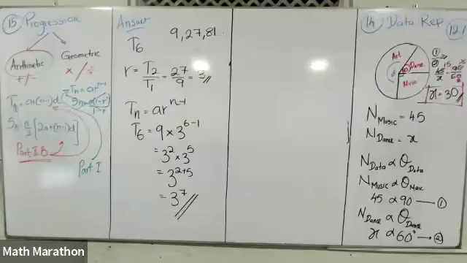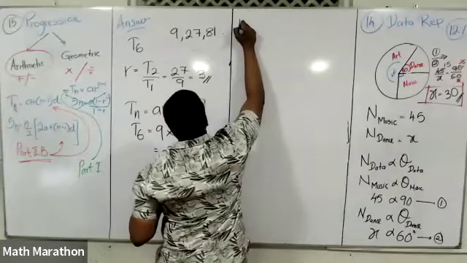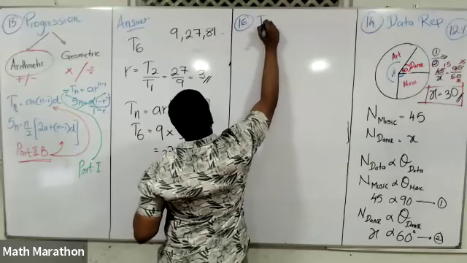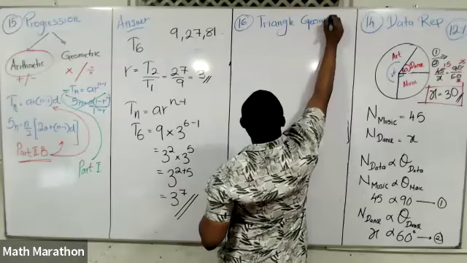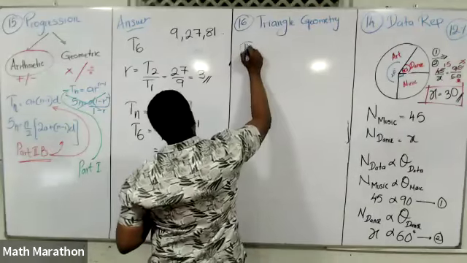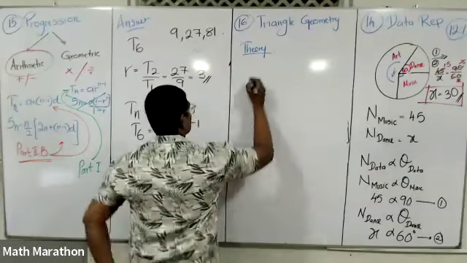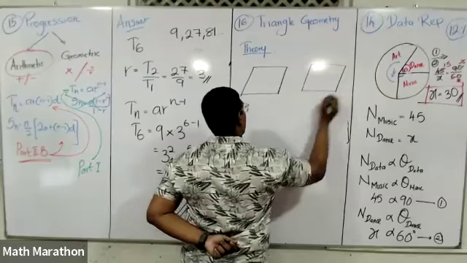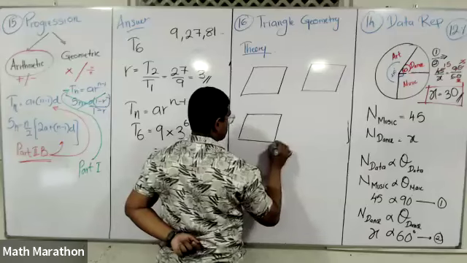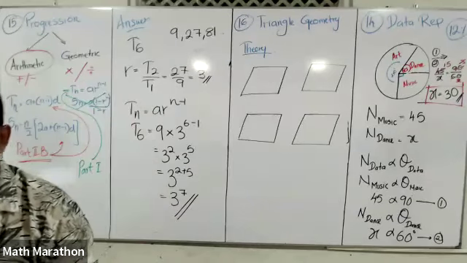Parallelogram. A very important section because the triangle geometry question is connected with parallelograms. We have 4 main properties of parallelograms.